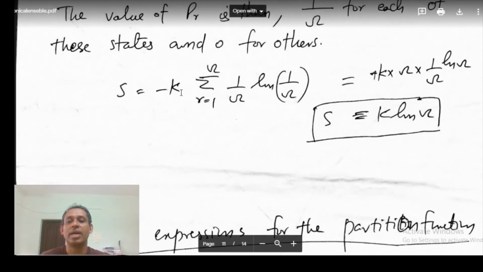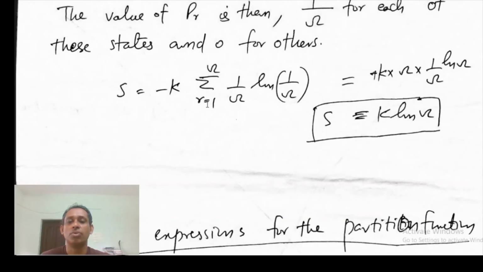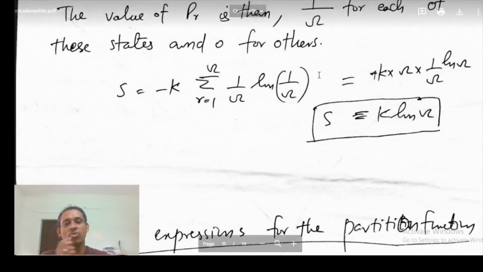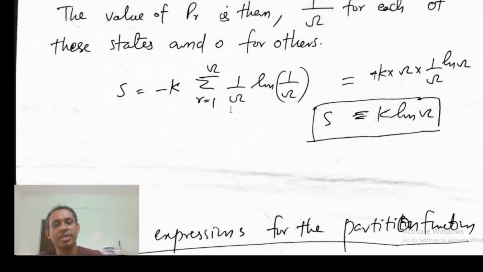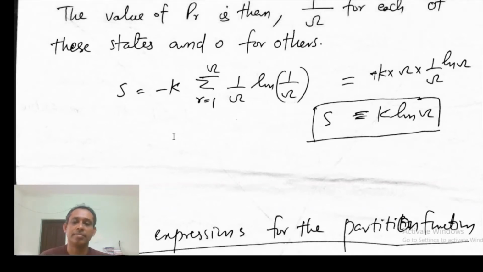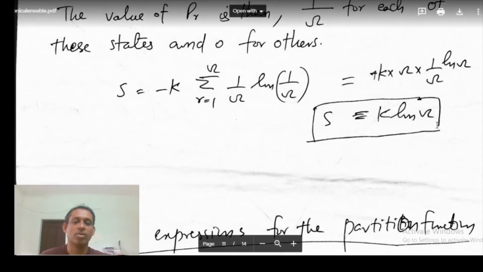So the entropy is minus k sigma r equal to 1 to omega, because there are omega number of states. So this is 1 by omega log 1 by omega. Why am I writing omega here? We have to sum over all states, and for each state this quantity is the same. So omega times 1 by omega log omega, this gets cancelled, and I get the equation S equal to k log omega.